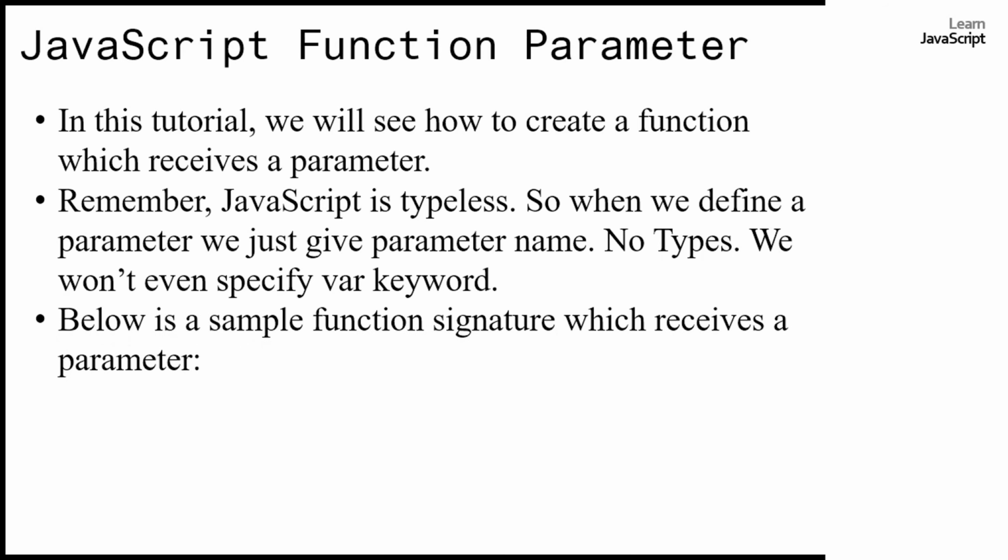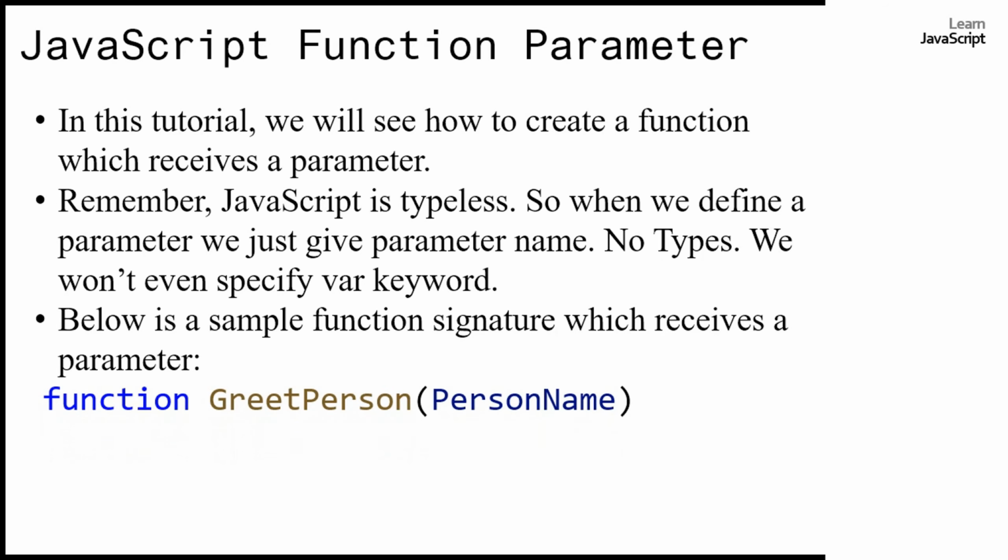Below is a sample function signature which receives a parameter, and if you see, the function name is greetPerson, and within parentheses we just specified the parameter name, and there is no type here. We just said that there is a parameter and the parameter name is personName.